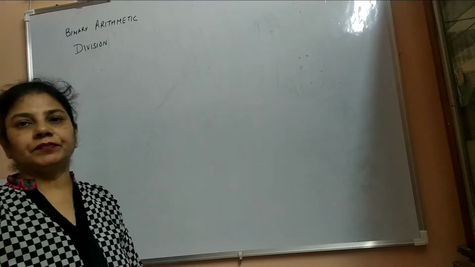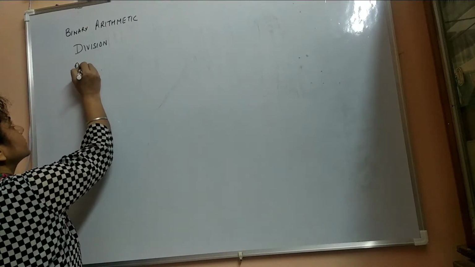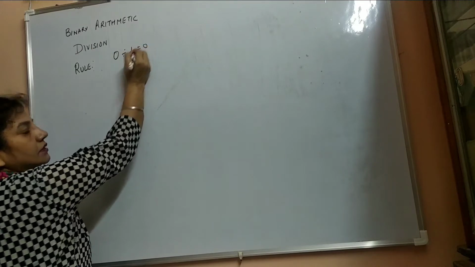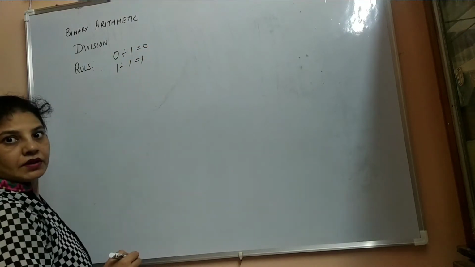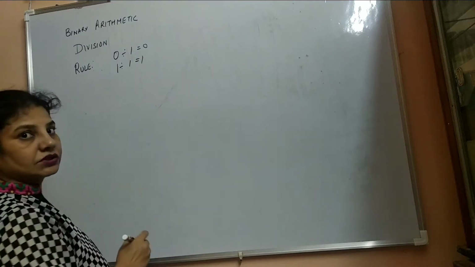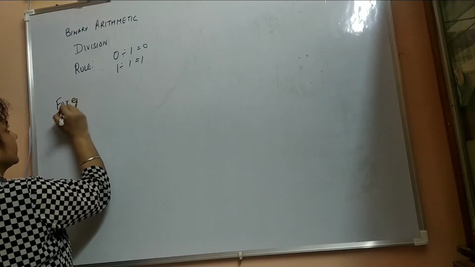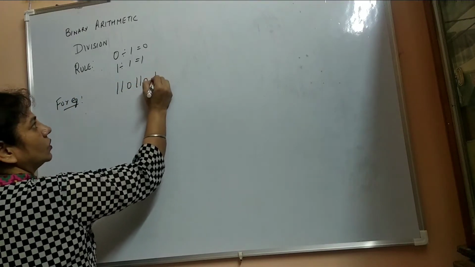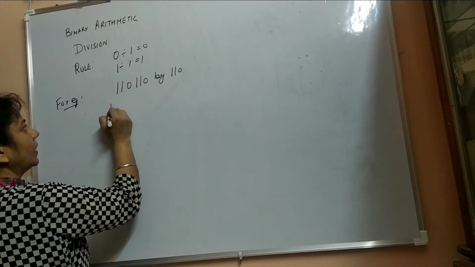Binary arithmetic division. The rules are: 0 divided by 1 is 0, and 1 divided by 1 is 1. Now, according to this rule, we will take, for example, 110 divided by 110. So how do we divide?